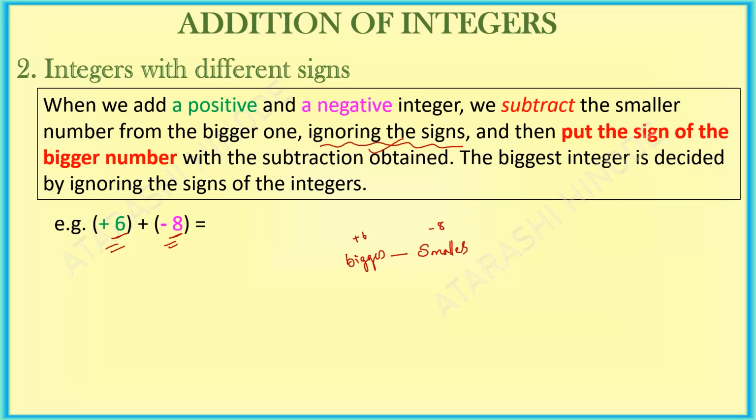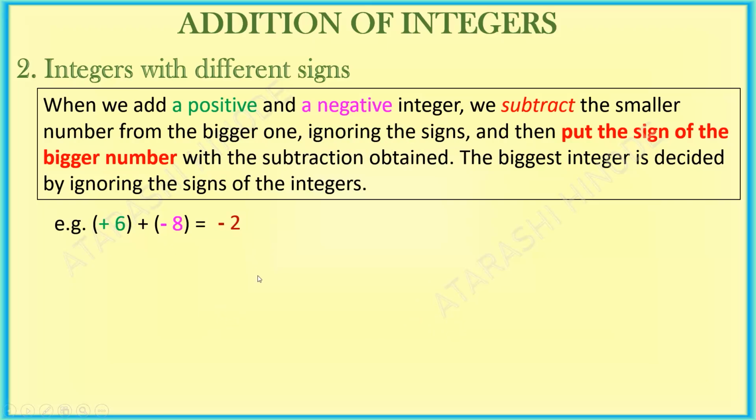So, ignoring the signs, here the numbers are 6 and 8. 6 is smaller and 8 is bigger. So, subtract 6 from 8. That is 8 minus 6, it is 2. This is the subtraction obtained. Next, we have to put the sign of the bigger number. Here 8 is the bigger number and check here for its sign. It is minus. So, put minus here. So, the answer is minus 2.